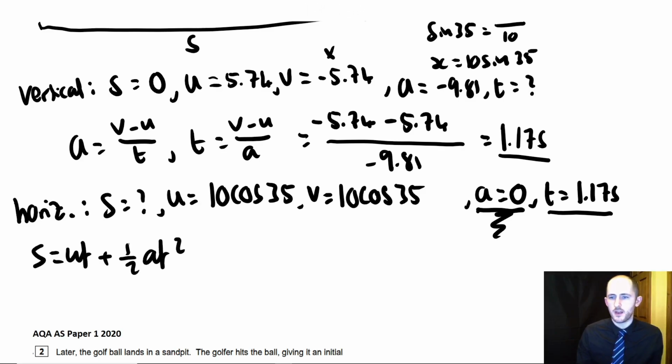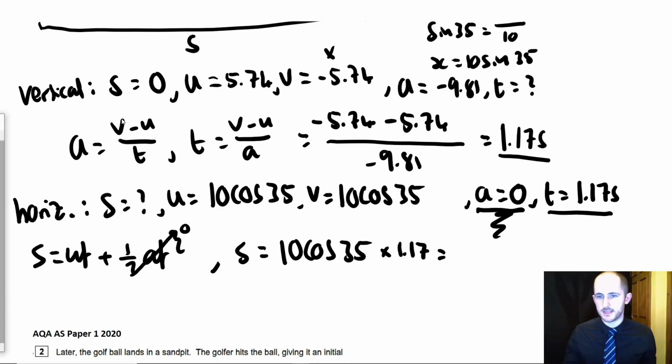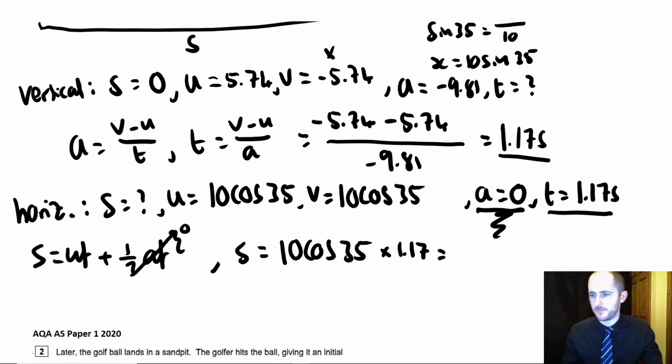So why is it fun? Well, if you look, a is 0, so this entire back thing's 0. So actually what I'm just doing is distance equals speed times time, which again is something that we should be 100% okay with by now. So again, we want to use our calculator to do it. We have 10 cos 35, close the bracket, times 1.17, whoops, 9.58 meters, okay?